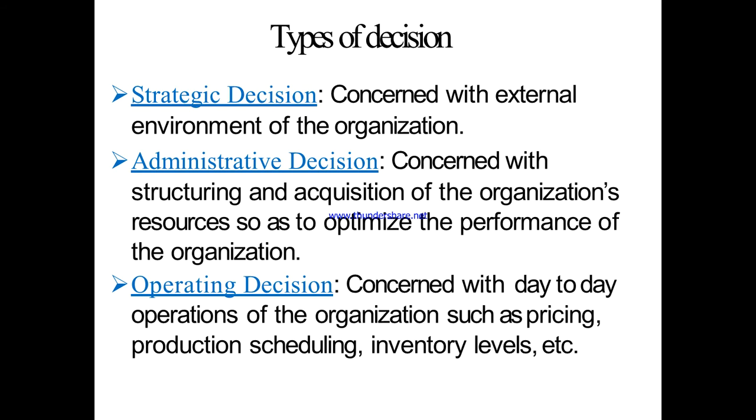After that, administrative decisions are concerned with the structuring and acquisition of the organization's resources so as to optimize the performance of the organization. And the last type, operating decisions, are concerned with the day-to-day operations of the organization, such as pricing, production scheduling, inventory levels, inventory results.